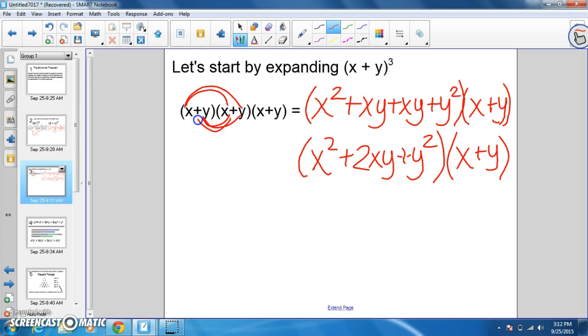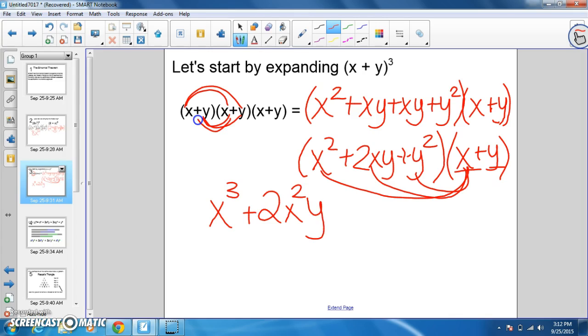Times x plus y. We now have to distribute the x and y to each term in our trinomial. So x times x squared will give us x cubed. 2xy times x will give us plus 2x squared y. And y squared times x is plus xy squared.